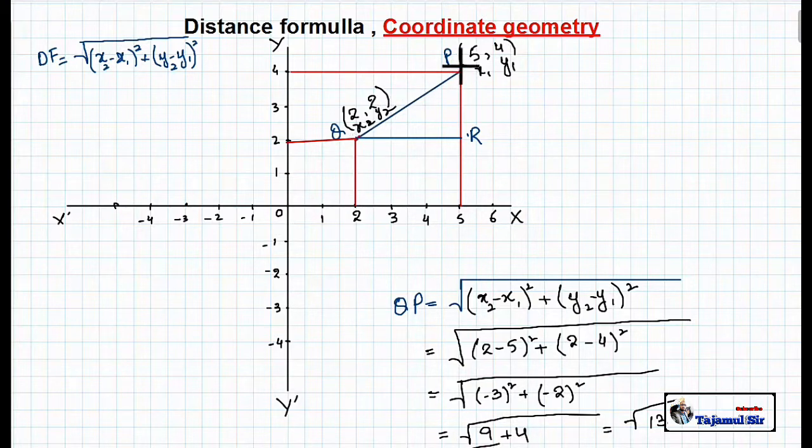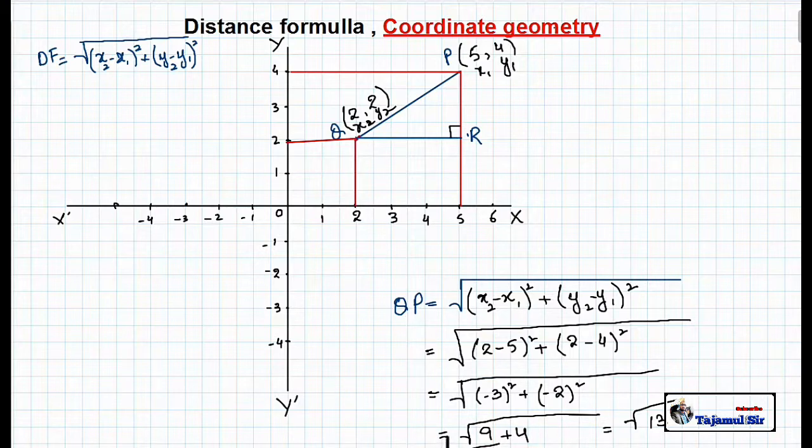If you check here, PQR is actually a right triangle in which QR is the base and PR is the perpendicular. When you use the Pythagoras theorem, you will get x2 minus x1 square plus y2 minus y1 square. This is actually the formula taken from the Pythagoras theorem.